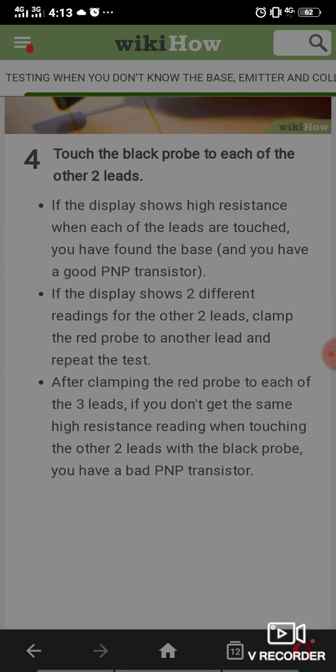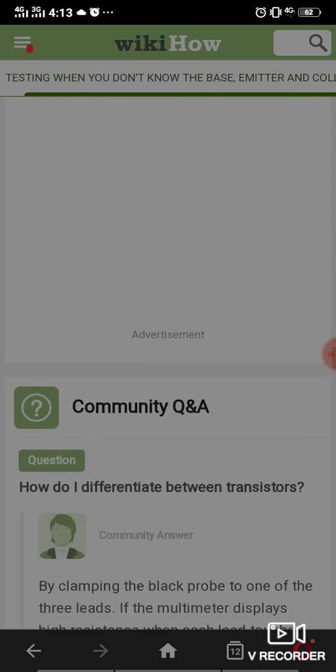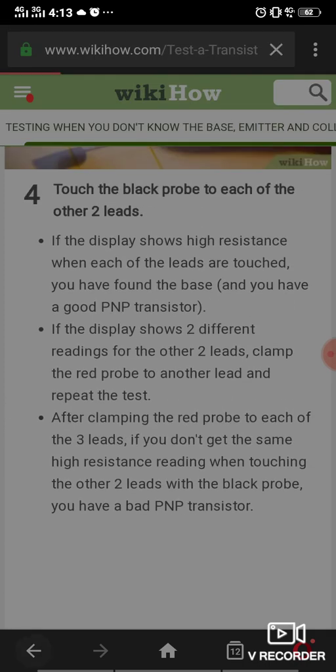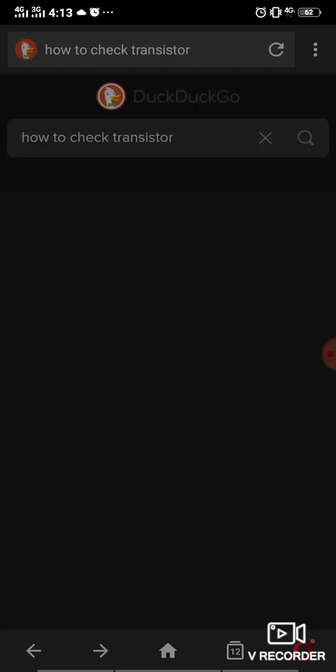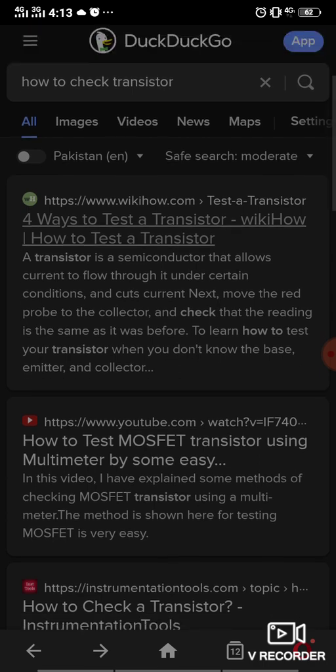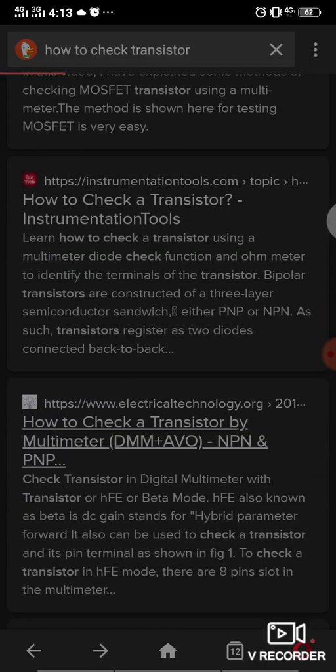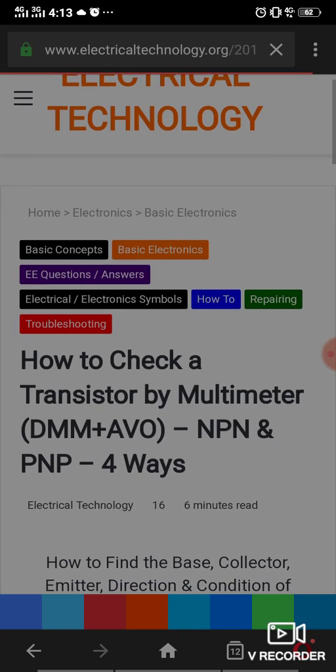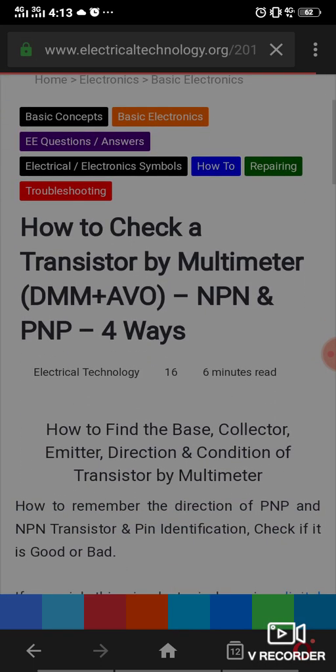So if you don't get the same high resistance reading when touching the other two leads with the black probe, you have a bad PNP transistor. So this is how we check a transistor, but we also read other websites to find a more efficient tutorial on how to check a transistor by multimeter.